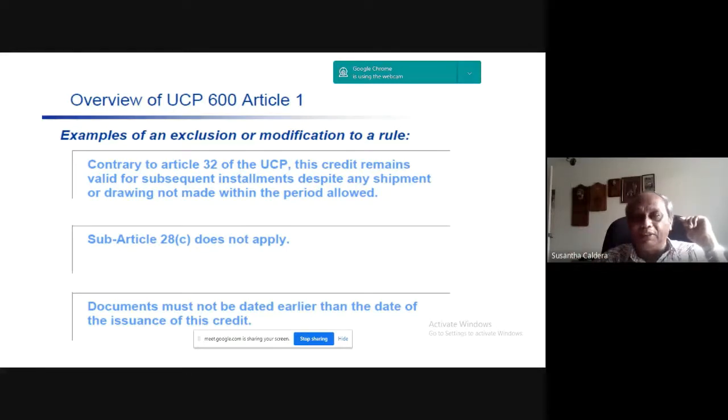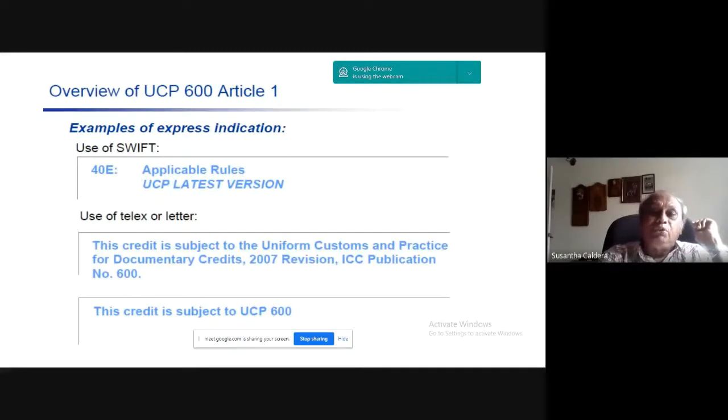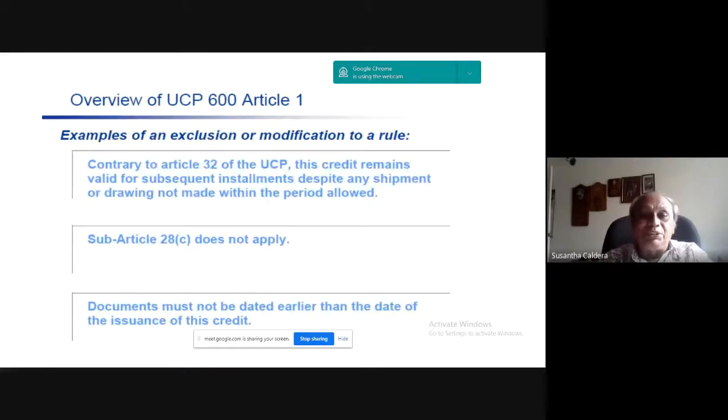acceptable situation. So if you start the LC at the 40E applicable rules UCP latest version, that means even Article 32 is applicable. But if you are opening a revolving LC, then you have to specifically mention Article 32. This credit remains, contrary to Article 32 of the UCP, valid for subsequent installments. Right? Or sometimes he will say sub-article 28C does not apply.